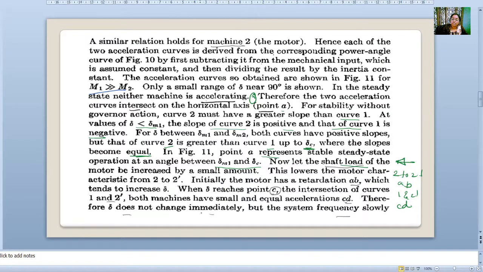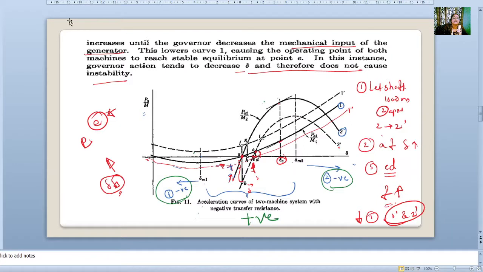Therefore del does not change immediately, but the system frequency slowly increases until the governor decreases the mechanical input. So this lowers the characteristic to 1 dash. This is not given in the book. Whatever I have drawn, you have to draw if this question is asked.